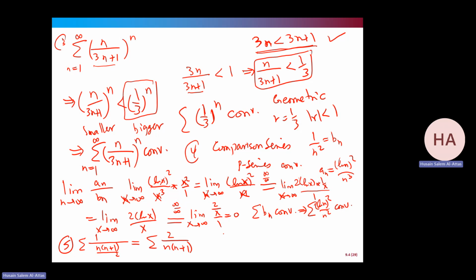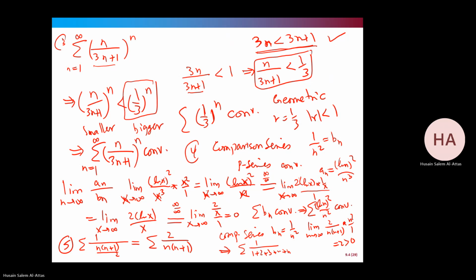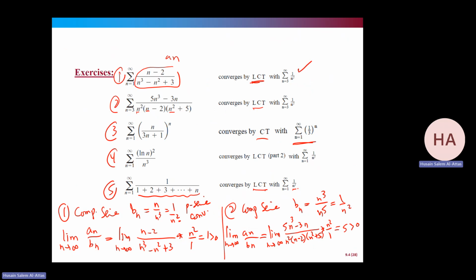Or you can do it with the comparison series with bn equal 1 over n squared. Do the limit of 2 over n times n plus 1 times n squared over 1, which is 2, positive. So this series will converge by the limit comparison test with this one. So I did all of these 5 problems.